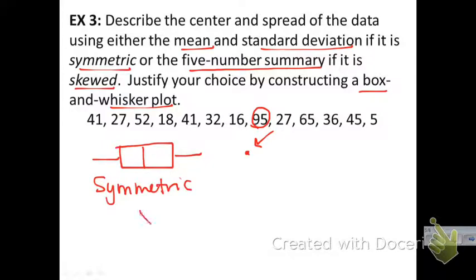Because it's symmetric, we're going to look for the mean and the standard deviation. We could calculate these by hand, or we can use our calculator, which is what I'm going to do. And in our calculator, we'll just go to the stat button, arrow over to calculate, and choose a one variable statistic, and then that will give you your information. It tells you that the mean is 38.46, we're going to round to the nearest hundredth, and that our standard deviation is 22.35.